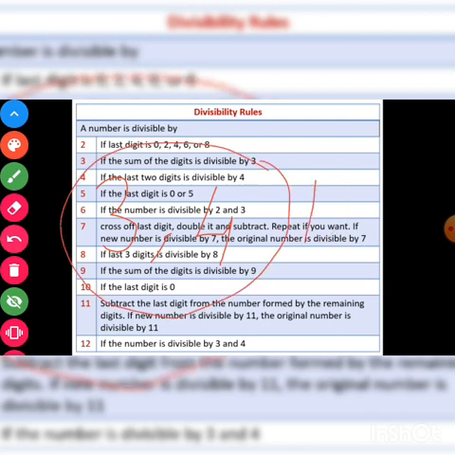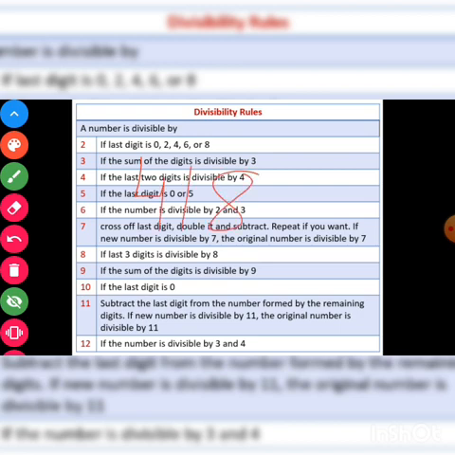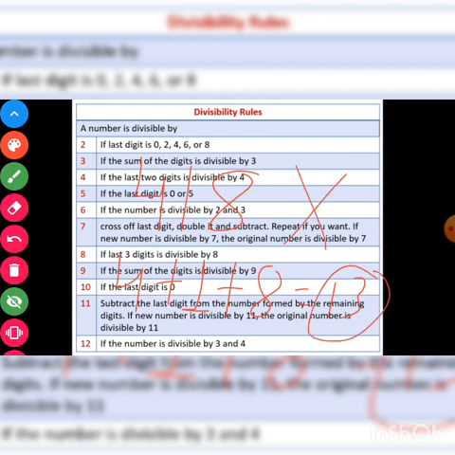So let us take one example. The example let us take is 418. First of all, let us check, is it divisible by 3? So add the digits. The sum is equal to 13, and 13 is not divisible by 3, so it is not divisible by 12.